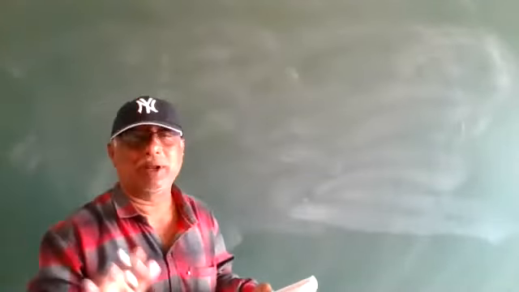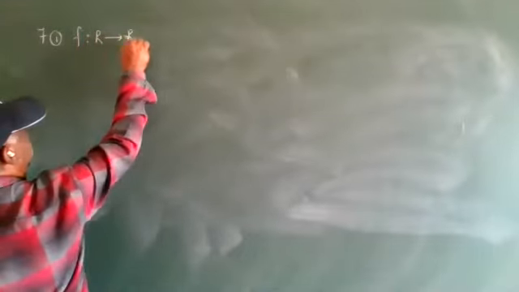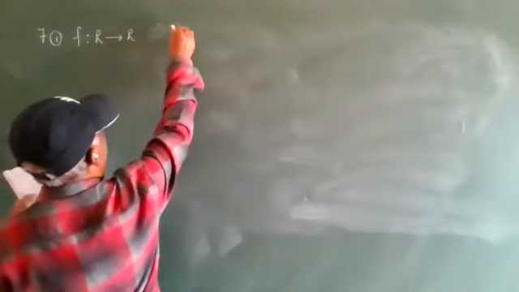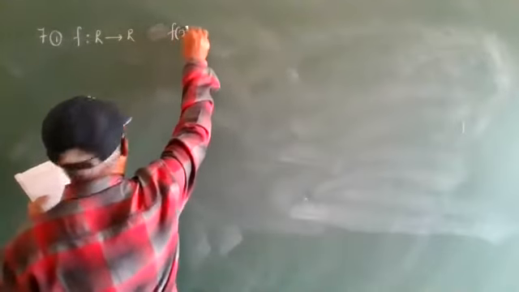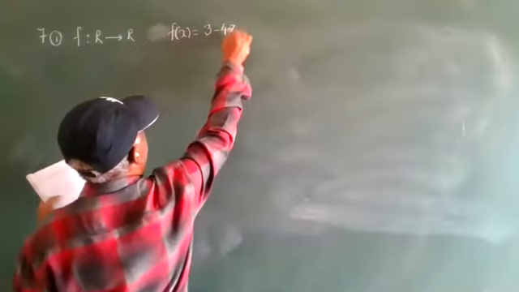Is it 1-1, onto, or bijective? Justify your answer. First bit, 7th problem, first bit. F is defined with domain R and range R, defined by f of x is equal to 3 minus 4x.